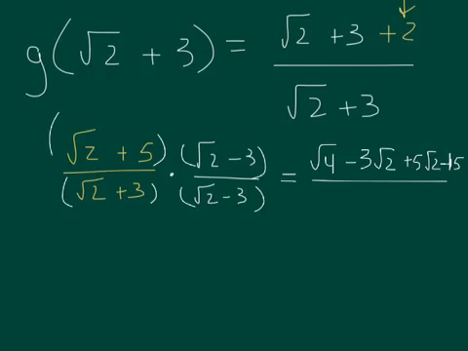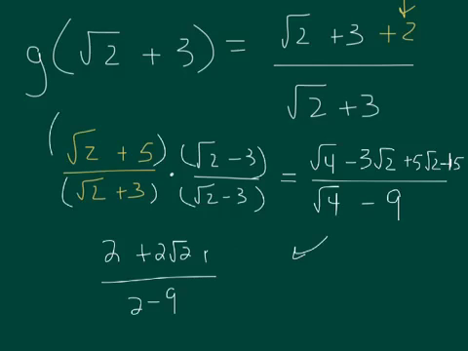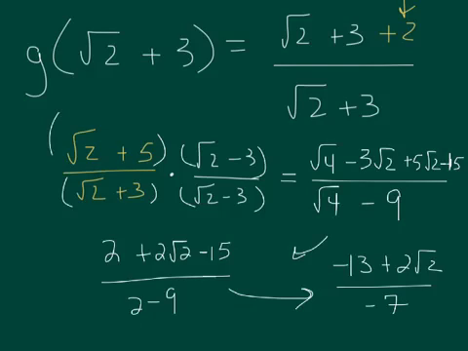In the denominator, though, notice the middle terms cancel. You're going to get root 4. Outer is going to be minus 3 root 2. Inner is plus 3 root 2, so you don't have to do them. Just do the 3 times negative 3, giving minus 9. So the denominator just becomes 2 minus 9. The numerator becomes 2 plus 2 root 2 minus 15. This then simplifies the numerator to be negative 13, right? 2 minus 15 is negative 13, plus 2 root 2, all over negative 7.